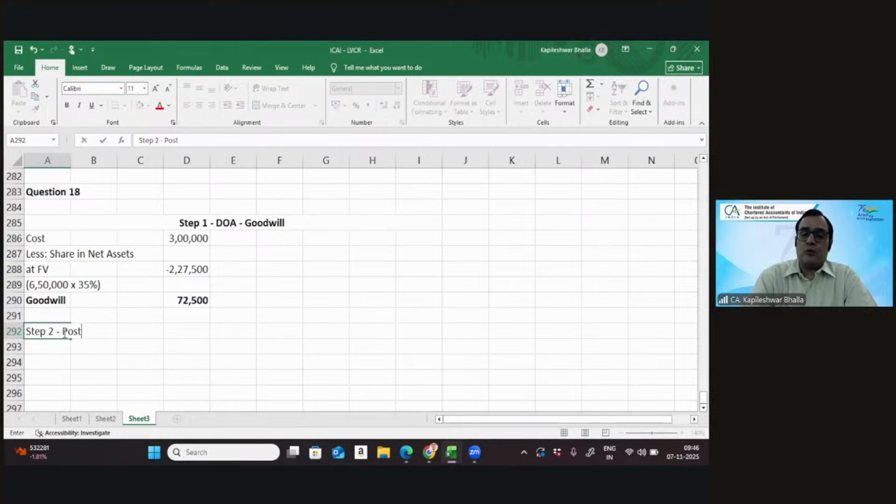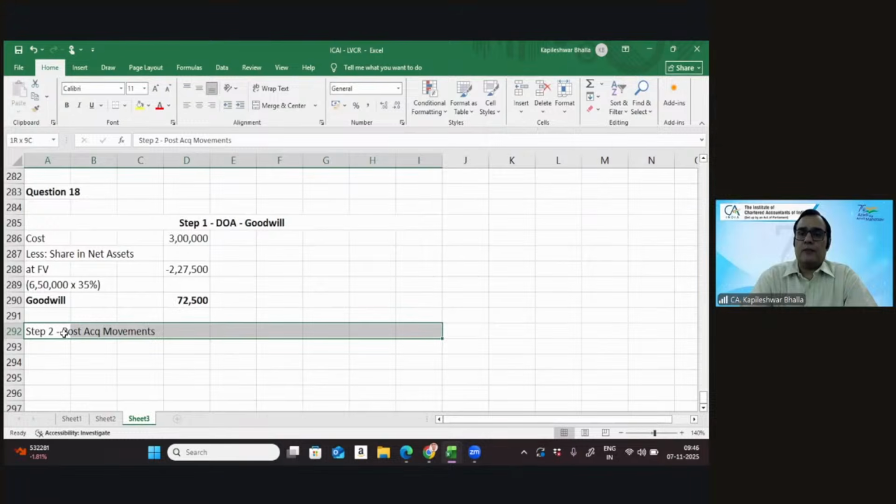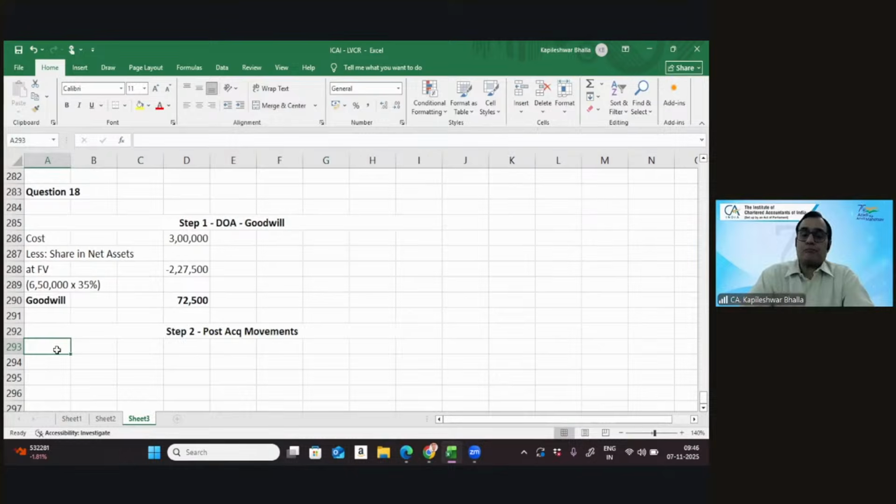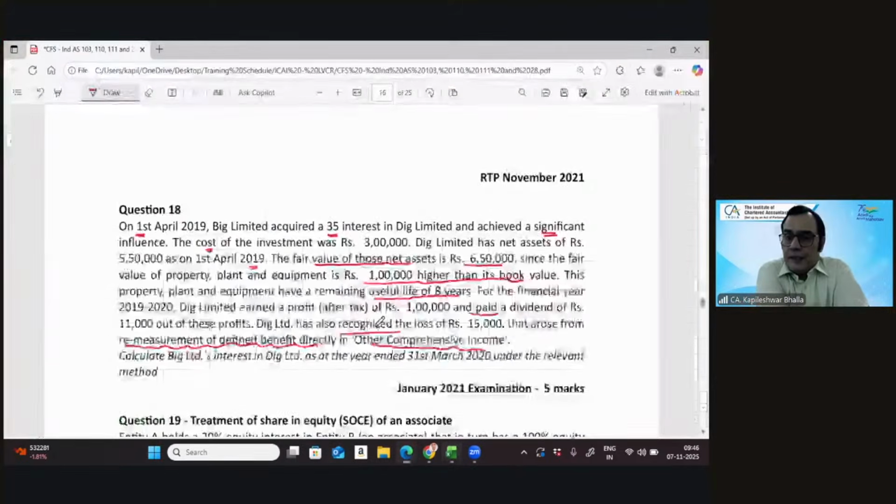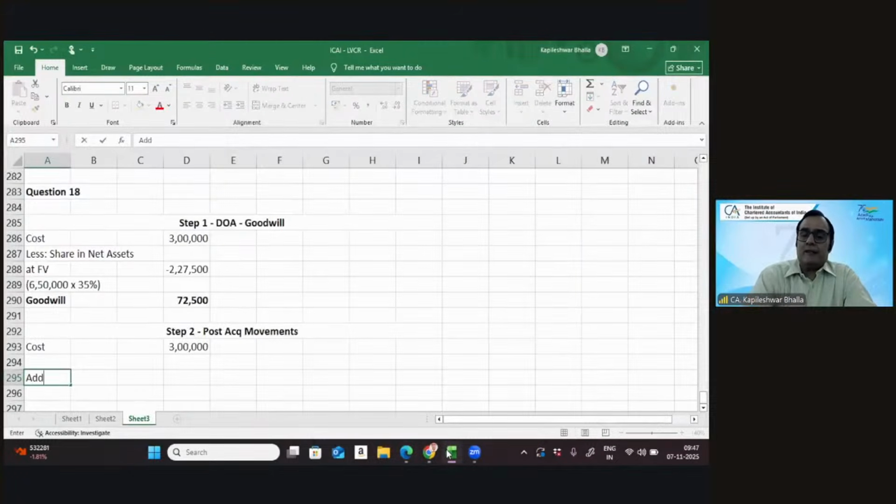Now let's go to step number 2, where we're looking at the post-acquisition movements. We'll make a scrutiny of the question and proceed. We'll take the cost as a base in any case. It says for the financial year 1920, they earned a profit of 1 lakh rupee. Will this increase or decrease the net assets? Undoubtedly, if they earn a profit, it will increase the net assets. So I need to increase the investment.